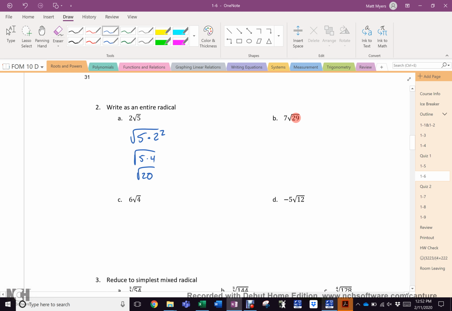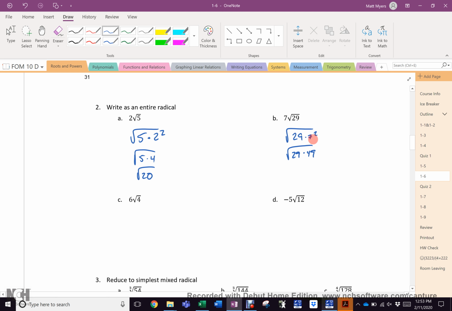So what's this one? If there's a 7 out there, what was under there? 14. No. 7 squared. 7 squared, which is 49, so 49 times that number, which I can't do in my head and I don't even care, because what matters is you know that it's 7 squared under there.